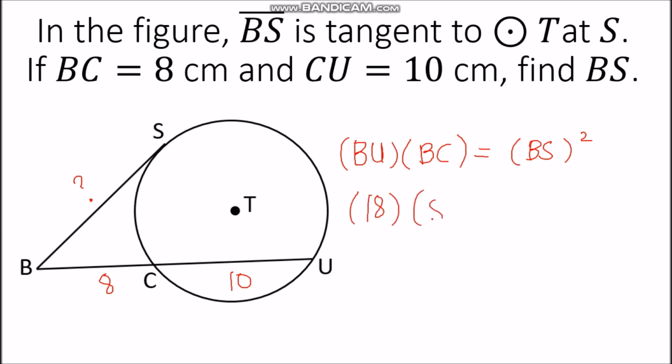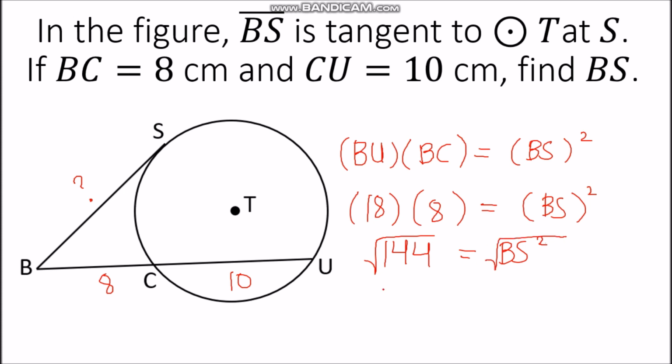BC is given, which is 8, then equal to BS squared. Now let's multiply this. So you have 144 equals BS squared. Now to get BS, just get the square root of both sides. So that makes BS equal to 12 centimeters.